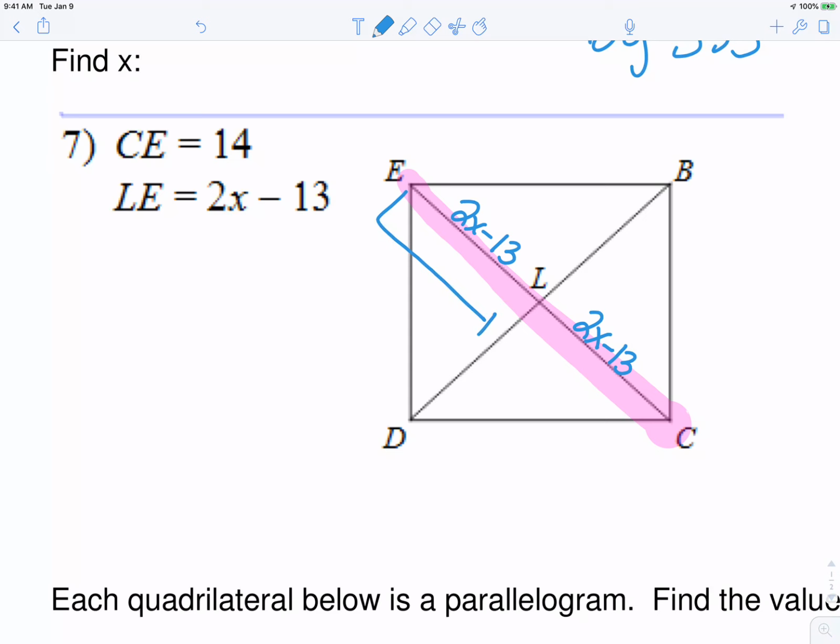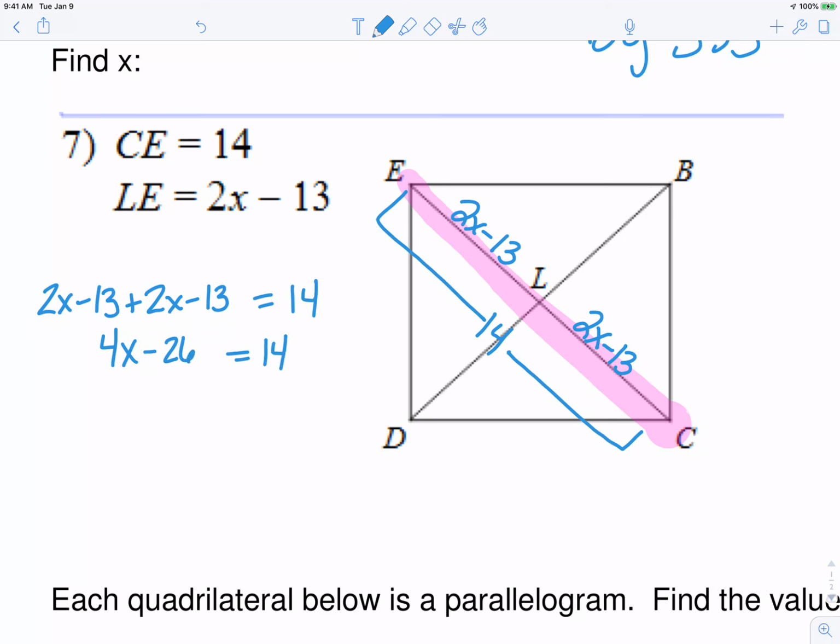Then these two pieces would add up to a total of 14 because segment addition postulate says if you add the pieces, you get the sum of the whole thing. So to solve for x, we can set this problem up: 2x minus 13 added to 2x minus 13 equals 14. I'll combine my like terms. I get 4x minus 26 equals 14. Add 26 to both sides. I get 4x equals 40. Divide by 4 and x is 10.